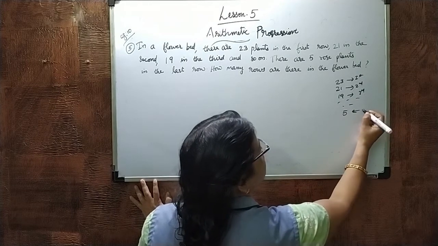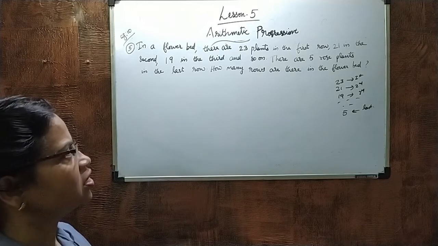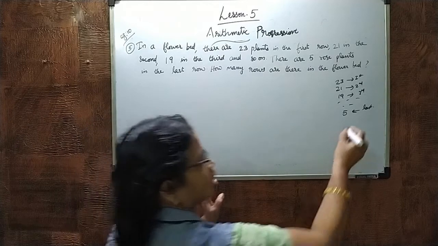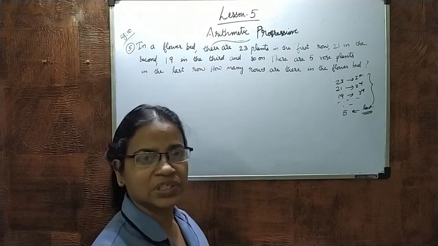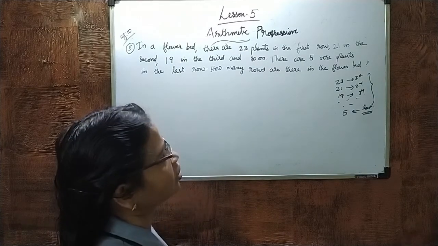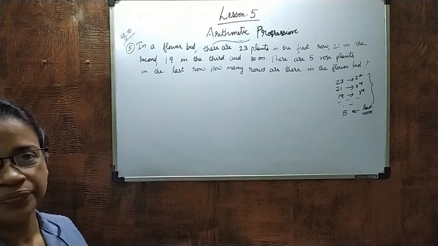So at the last it is 5 rose plants. How many rows are there in the flower bed? So how many rows are there? This last row means which is the last number, right? Okay, how will you find out now? What all is given? Is it in AP?